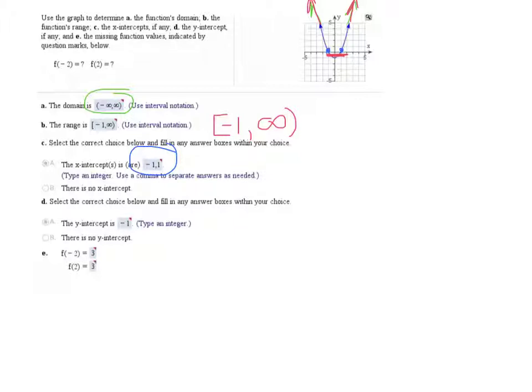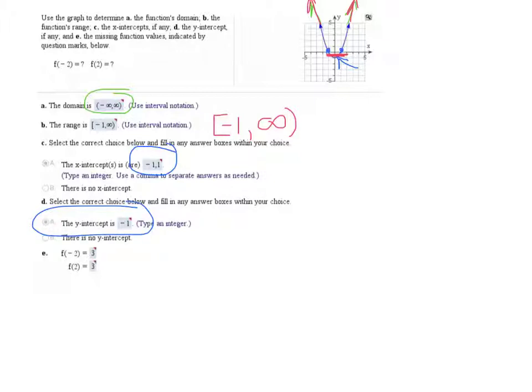For your y-intercept, what we want is, where does it cross the y-axis? And that's the point right down here. And that's at -1. So that's why they have the y-intercept at -1.